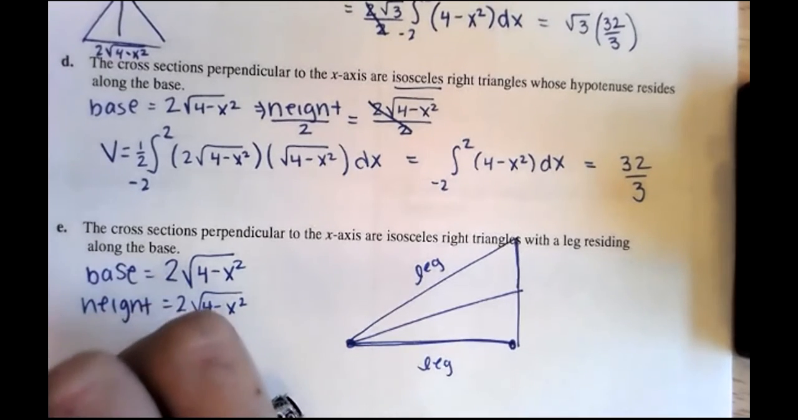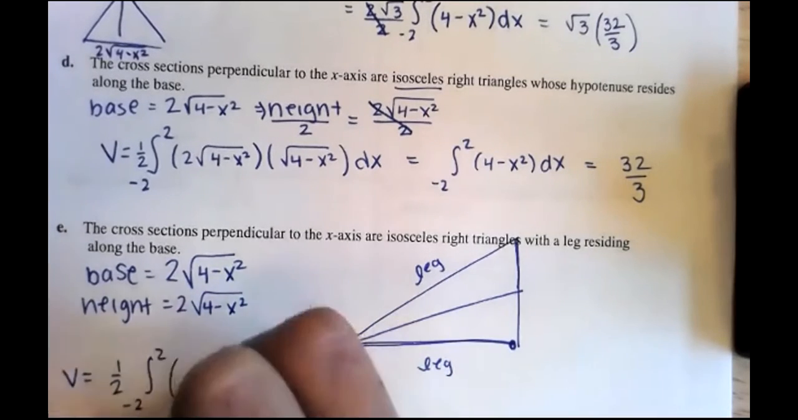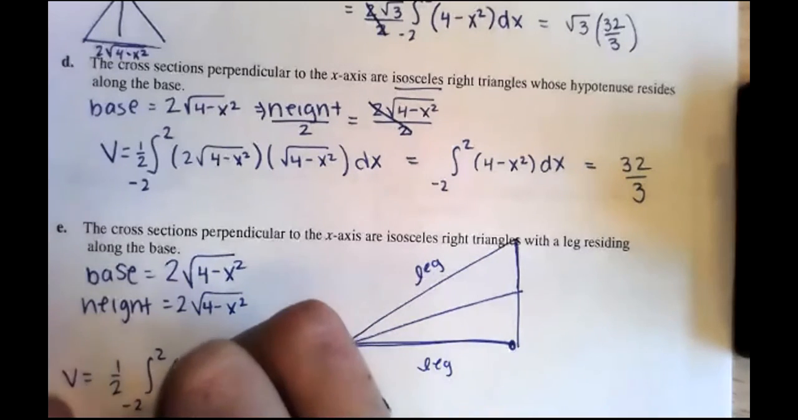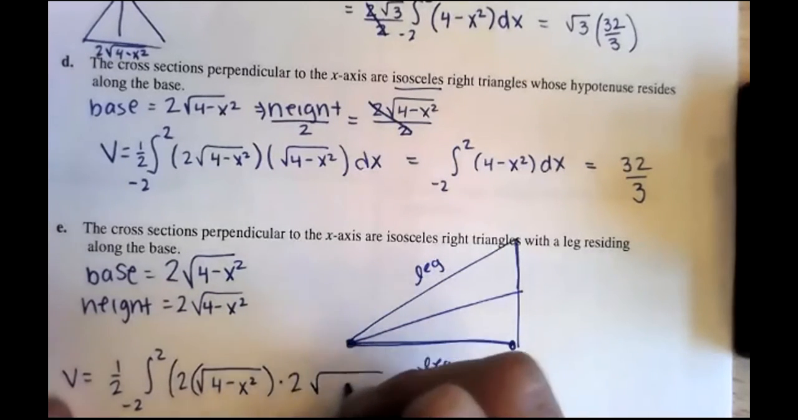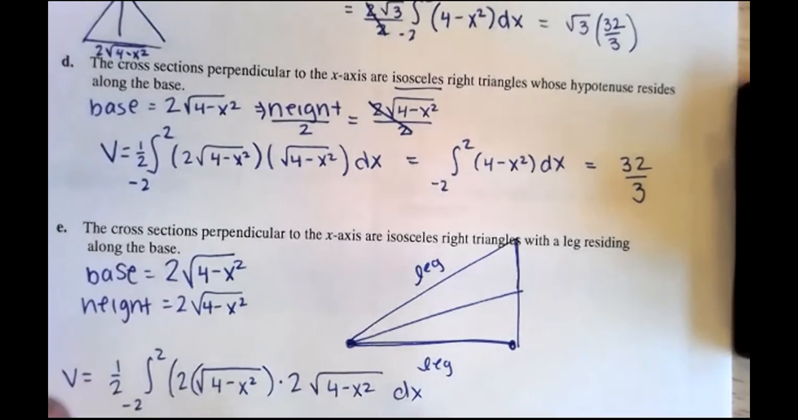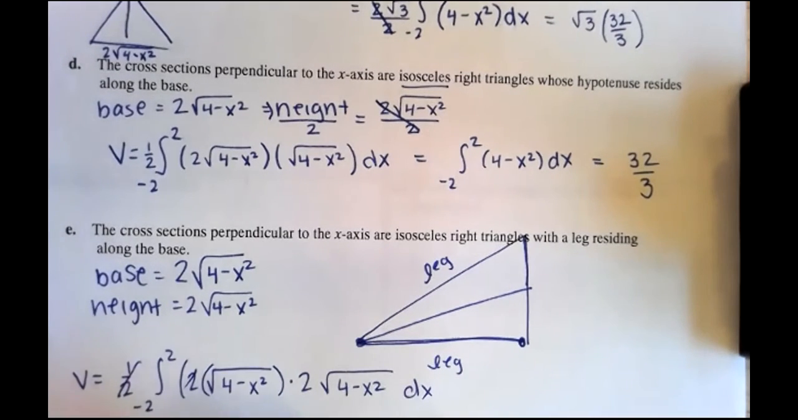So your volume is half, negative 2 to 2, where your base and your height are the same. So you have 2 2's now. So your volume is just going to get bigger because only one of the 1/2 and 2's cancel. So you have 2 times that 32/3.